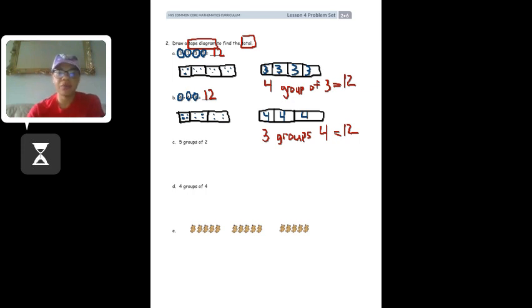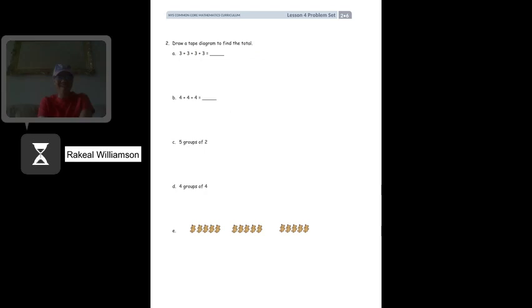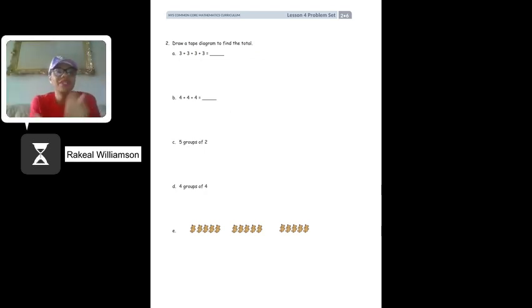So just give me a second and we're going to get right into it, okay? Okay, boys and girls, now it's time for us to do number 2, letter C. So it says 5 groups of 2. And what we're supposed to be doing is drawing our tape diagram.